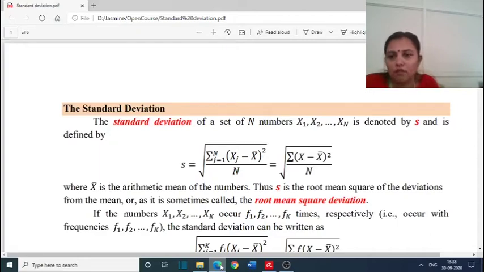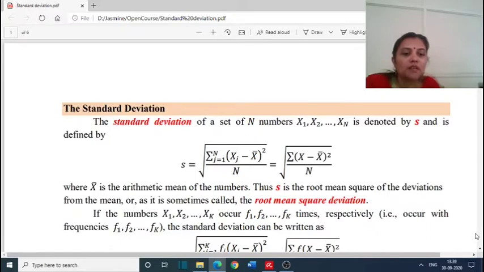Good afternoon, all. Today's topic is the standard deviation. The standard deviation of a set of n numbers x1, x2, ..., xn is denoted by s and is defined by s equal to the square root of sigma j equal to 1 to n (xj minus x bar) the whole square divided by n, or we can write sigma (x minus x bar) whole square by n, where x bar is the arithmetic mean of the numbers.